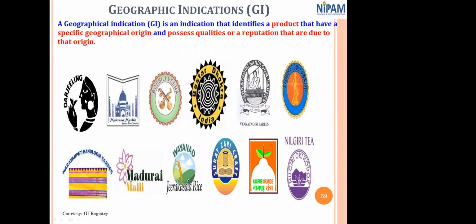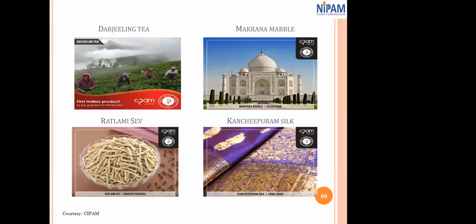So, for example, Darjeeling tea, Nilgiri tea, Makrana marbles. If you know the Taj Mahal, the marble also has a GI tag, called Makrana marbles. So these are some of the various geographical indicators, GI tags, of various products. Then Nagpur orange is also there. Ratlam Sev.